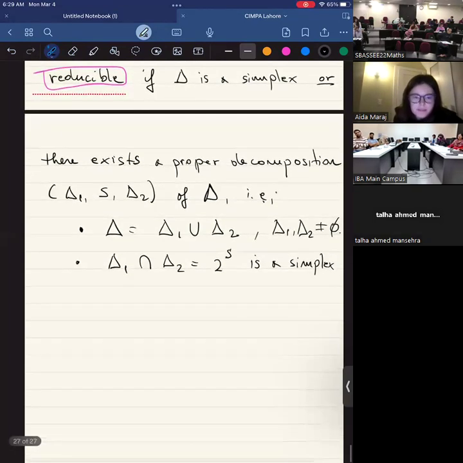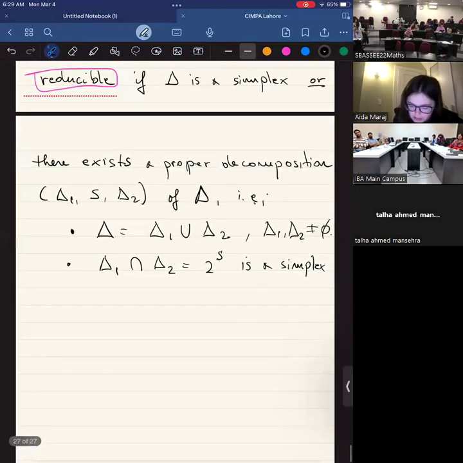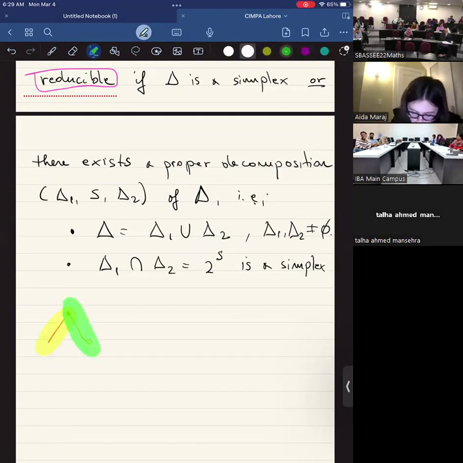So for instance, the example that we mentioned earlier, this one, this is reducible because we have this and we have this. This is delta 1, delta 2, and the intersection here, this is S.